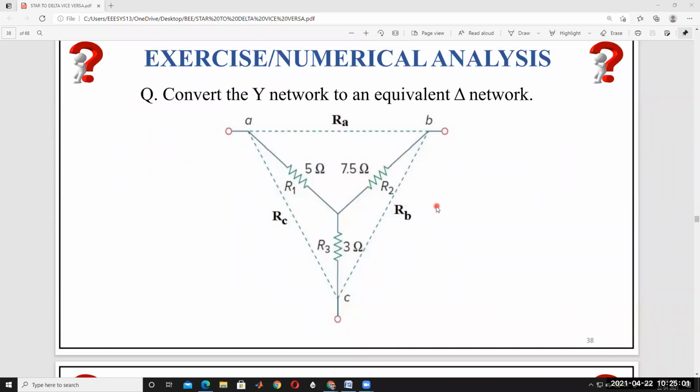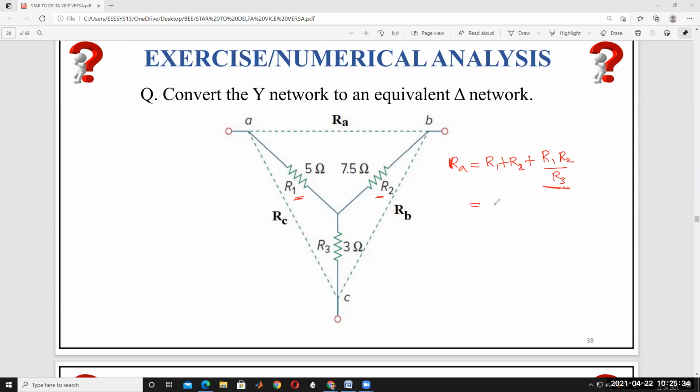All of you do this. Here RA is equal to, here RA, addition of these two, R1 plus R2, and multiplication of these two also, R1 into R2 divided by the remaining resistance R3.